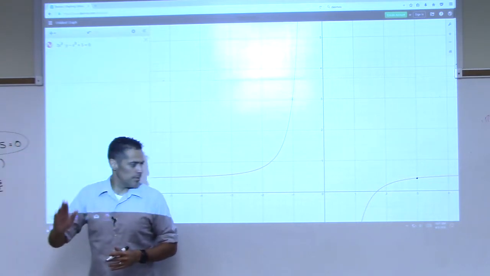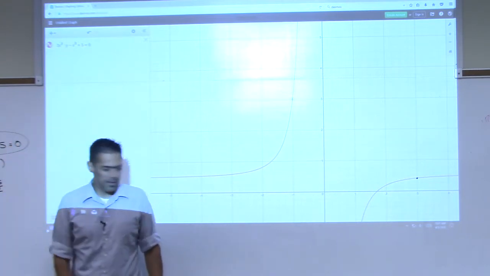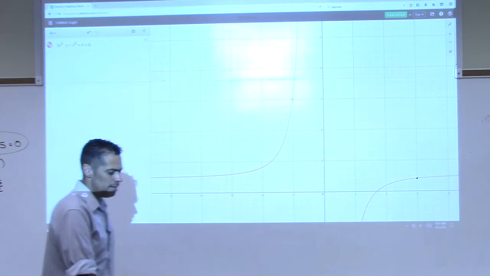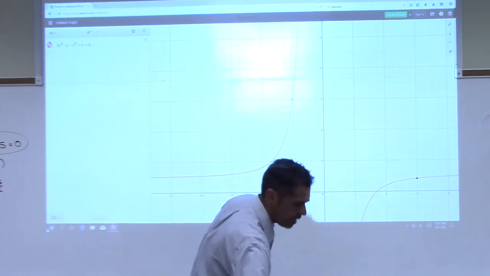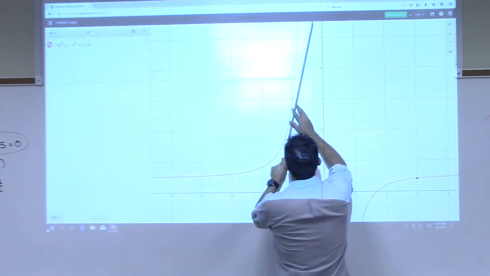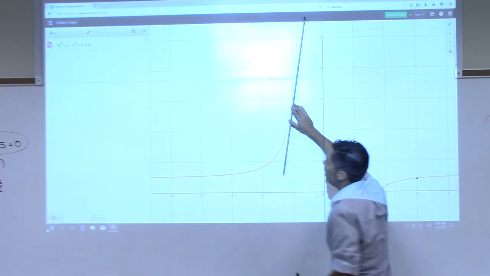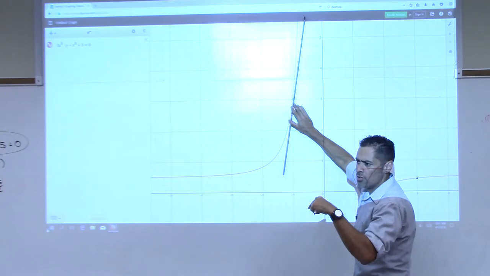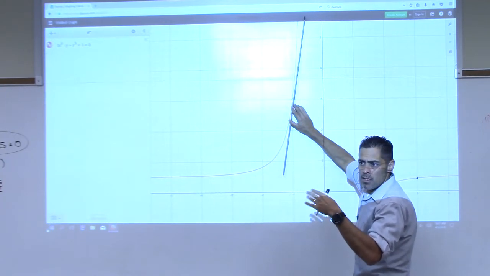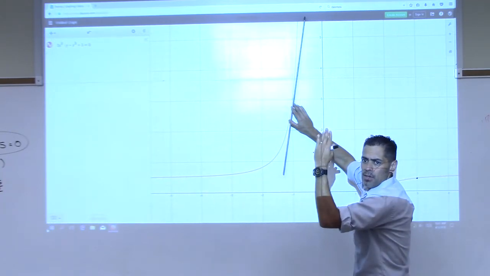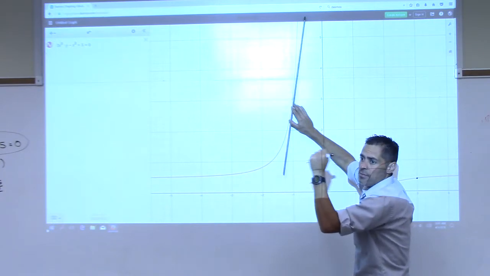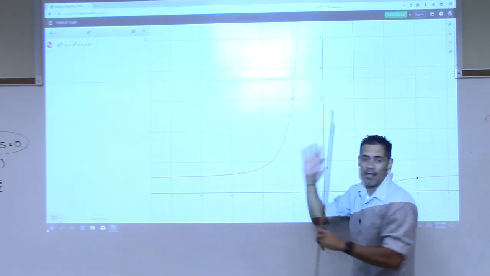What we found, this 15 halves, what that actually represented was if we went to that point and we looked at the slope of the tangent line at that point, the slope of that line is 15 over 2, which is 7.5, which is a very steep tangent line. Visually, graphically, that's what we just did.